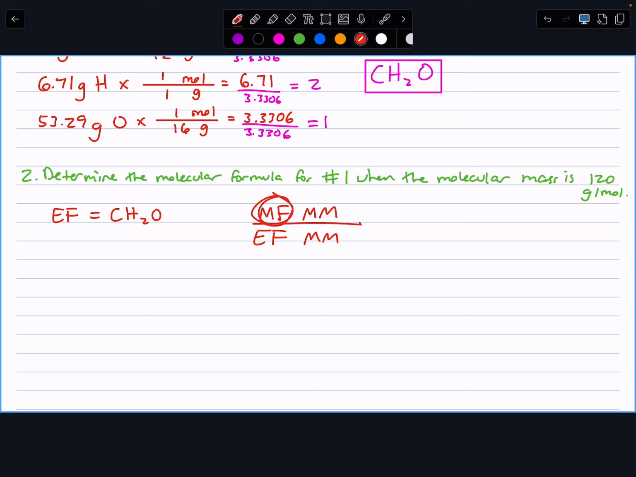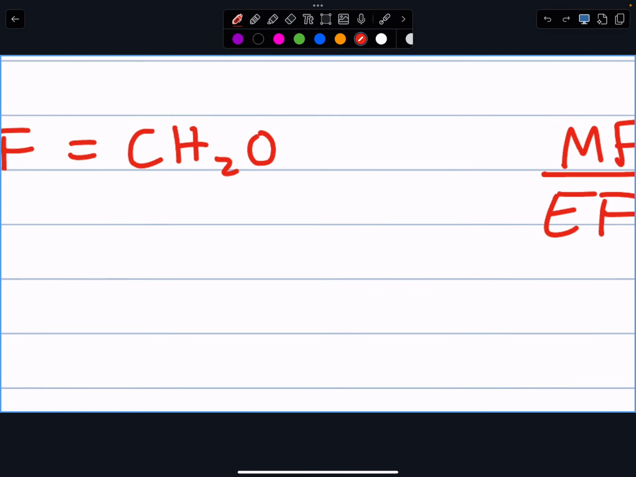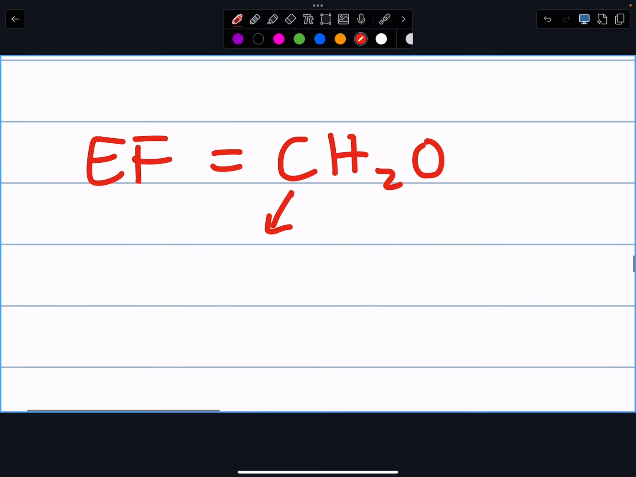But hold on a second. I don't have the molecular formula. How do I get the molar mass? It has to give it to you in the problem. It will always give it to you in the problem. Does that make sense? So the top number for this will always be given to you. What's the top number? And I'm dividing by empirical formula mass. Do I have an empirical formula? Yes.